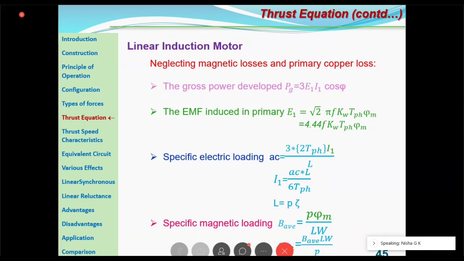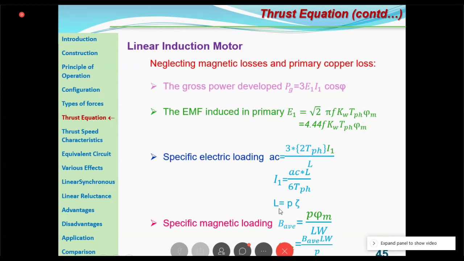Then you have two important parameters for the design, that is the specific electric loading and the specific magnetic loading. Specific electric loading is the total armature ampere conductors divided by the armature periphery of the air gap, which equals 3 into 2 into turns per phase into I1 divided by the length of the primary. From that you will get the current I1, and L is equal to P into tau.